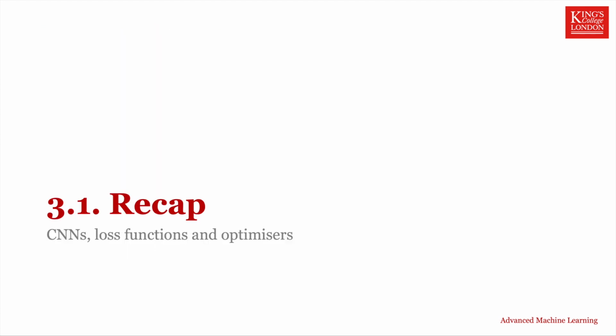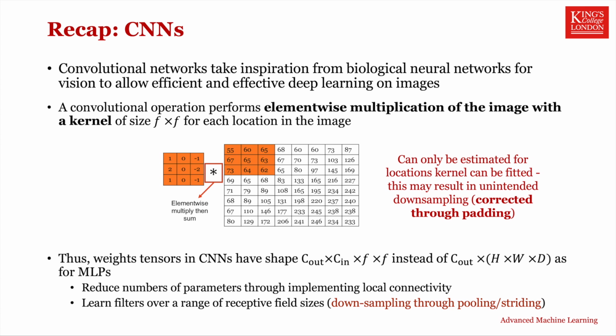But let's start with a quick recap of the important concepts from last week that you must bear in mind going forward. Convolutional networks have been designed to take inspiration from biological networks in order to support efficient and effective deep learning on images. The idea is that rather than treat each pixel or voxel in an image independently, which is in any case not realistic given known image properties, instead CNNs learn a hierarchy of filter kernels which learn to detect increasingly complex textures and objects in each image.